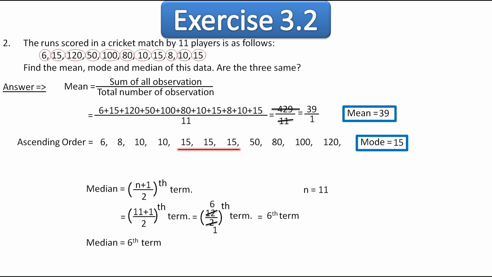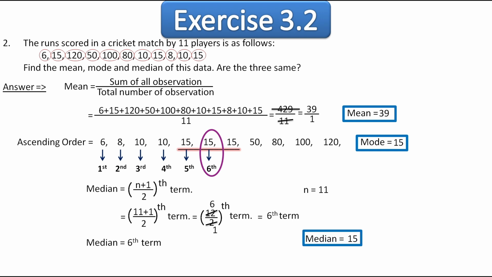So sixth term is the median. Let's check which is the sixth term. So here third, fourth and fifth and sixth term is 15. Therefore median is 15. Okay.